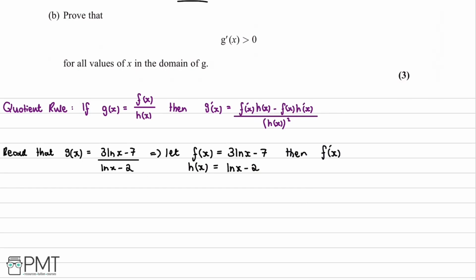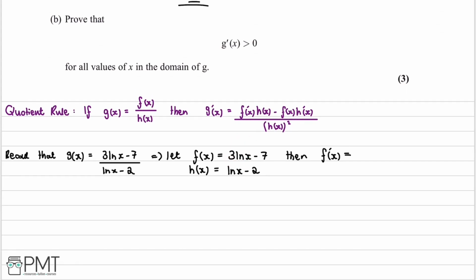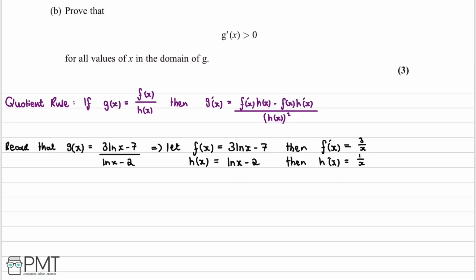Then what we're going to do next is differentiate both of these. So we'll have that f dash x is going to be, so how do we differentiate ln x? We have that ln x differentiates to 1 over x. So here, it is going to differentiate to 3 over x. And likewise for h of x, the derivative of h of x is going to be equal to ln x differentiated, that's 1 over x, and again our constant value differentiates to nothing. The next stage is to take these values and plug them into this formula here.